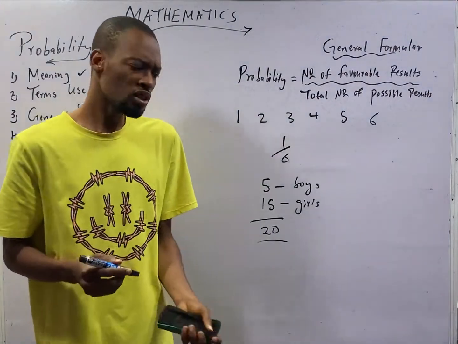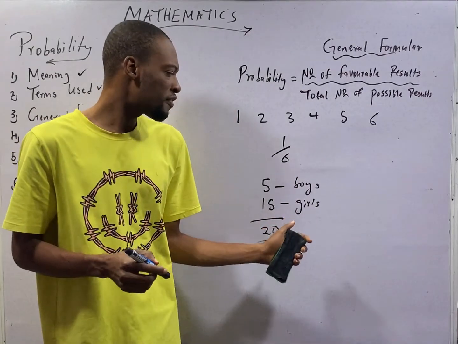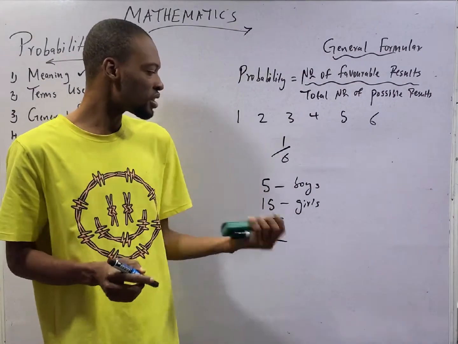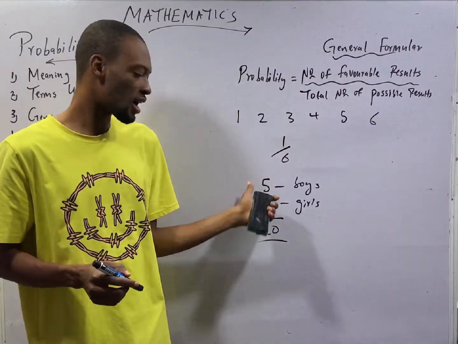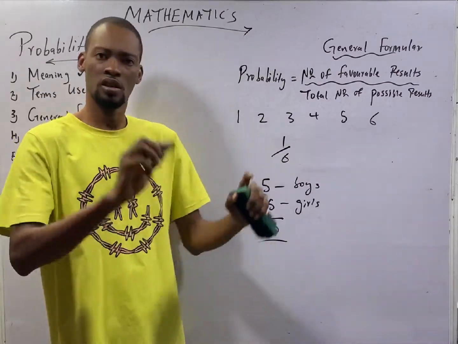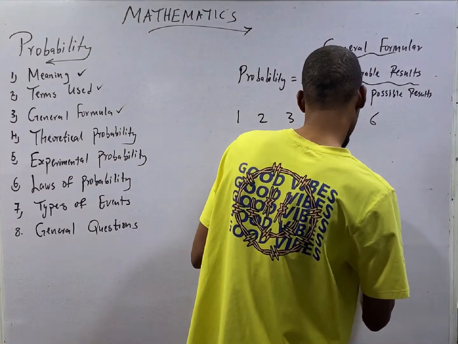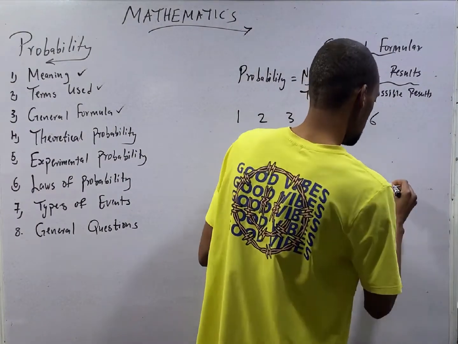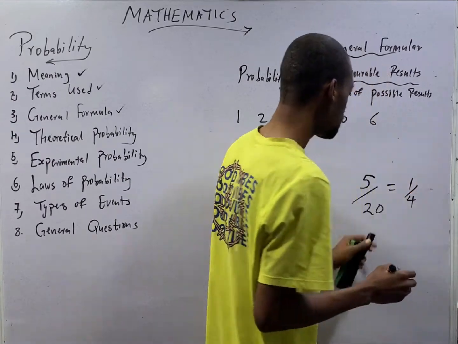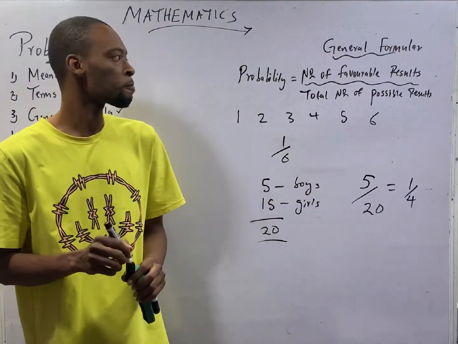True. Now, since we have 5 boys and 15 girls, if a student is picked at random, the chance that this student is a boy is 5 out of 20. 5 is the number of boys, 20 the total number of students. So this is 5 over 20. And when you break it down, you should get 1 over 4, since 20 over 5 is 4.